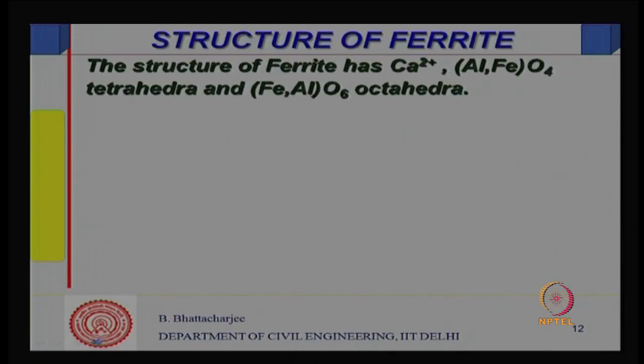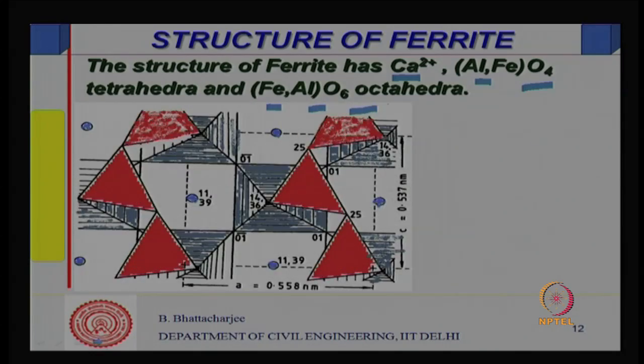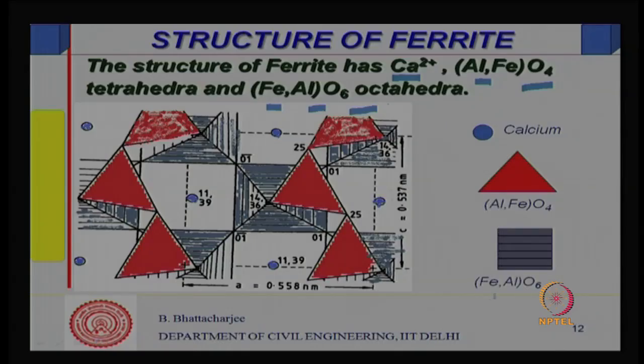Structure of ferrite, if I look at it, it has calcium ions, AlFeO4 tetrahedra and FeO6 octahedra, and looks something like this. The blue ones are the calcium, the red triangles are the AlFeO4, and the black ones are the FeO6. So, they have a structure of this kind. That is how the structure of the cement compounds, ALITE, BELITE, ALUMINATE and FERRITE, looks like.